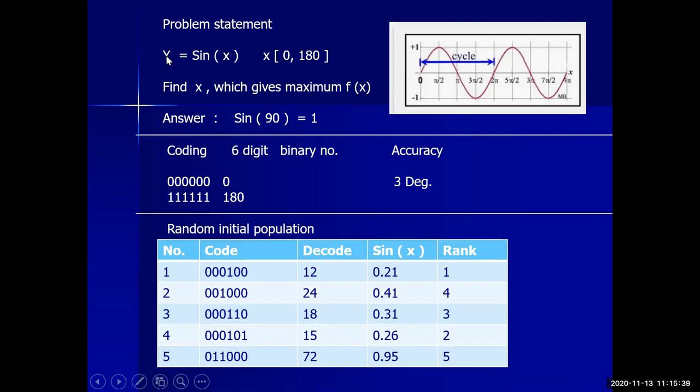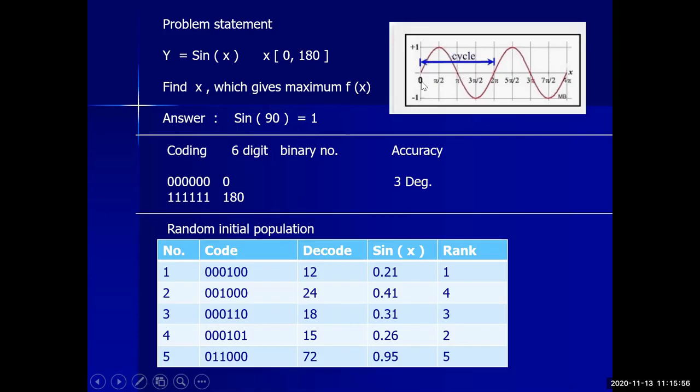So here the problem is a maximization problem. Find x which gives maximum f(x). It is a sinusoidal function. Here you can see from the graph: 0, pi by 2 which is 90, and pi which is 180.